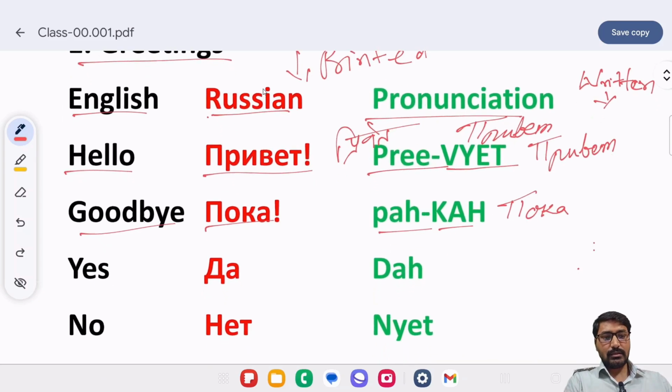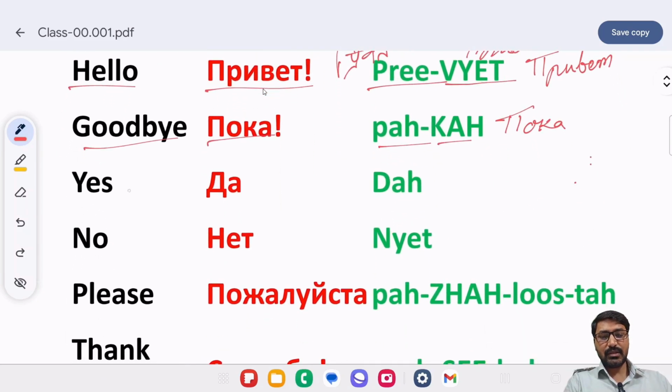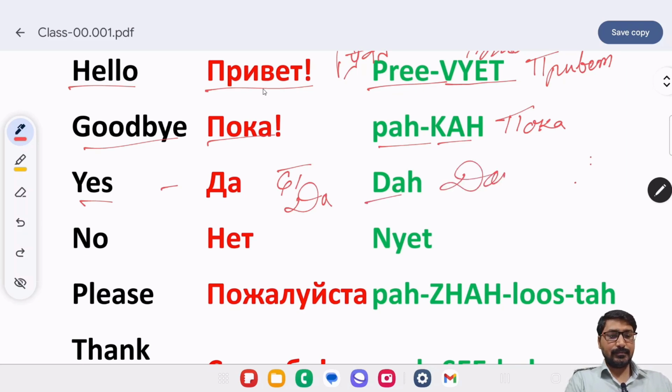Here another thing is very small words. Yes. Yes in English, but in Russian, da. So da is nothing but yes. In Russian, da. And this is no. So some similarities will be there. No, that is нет. So нет, how will we write it in Russian? Нет.